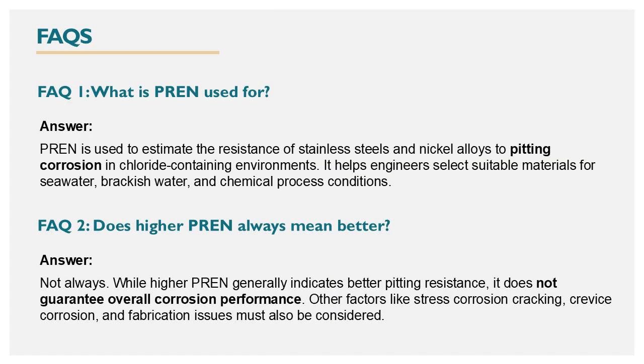Frequently asked questions when talking about pitting resistance equivalent number. Question number 1. What is PREN used for? The answer is, PREN is used to estimate the resistance of stainless steels and nickel alloys to pitting corrosion in chloride-containing environments. It helps engineers select suitable materials for seawater, brackish water, and chemical process conditions.